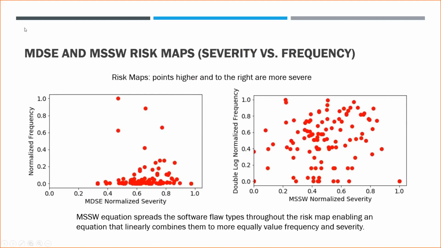So from another perspective, let's look at risk maps. We're plotting severity versus frequency. For the MDSE equation, on the left side, notice how the CWEs really hover along the x-axis because most of the CWEs have a very low frequency compared to a few that have very, very high frequencies. On the right side, with our fixed normalization on the x-axis and using a double log of the normalized frequency on the y-axis, notice how we spread the CWEs out throughout the risk map. And that enables our MSSW equation that linearly combines frequency and severity to give them more equal footing.